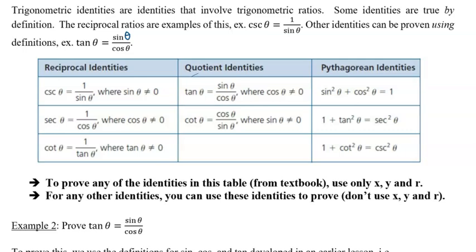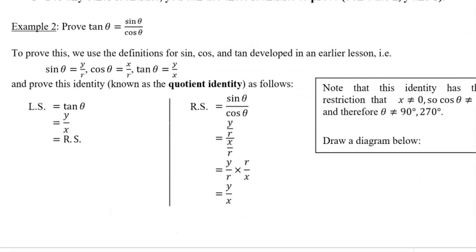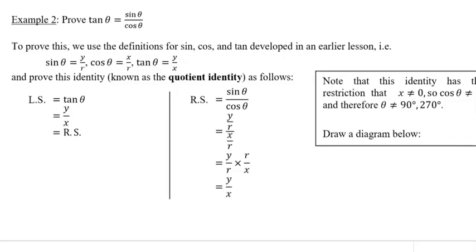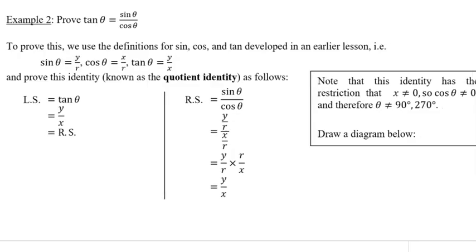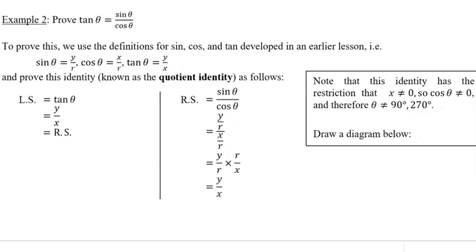So let's see what that looks like in another example here. This example says prove tan theta equals sine theta over cos theta. I'm just going to make sure I have all this showing here in this question. To prove this, we use the definitions of sine, cos, and tan developed in an earlier lesson.